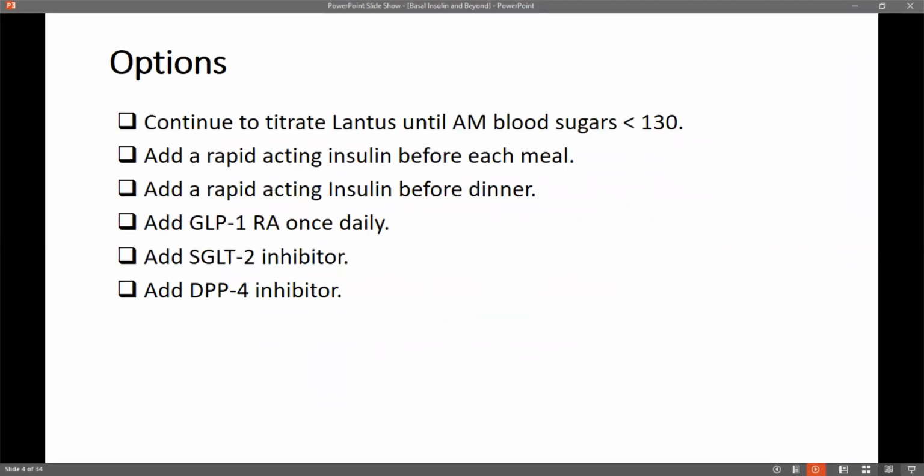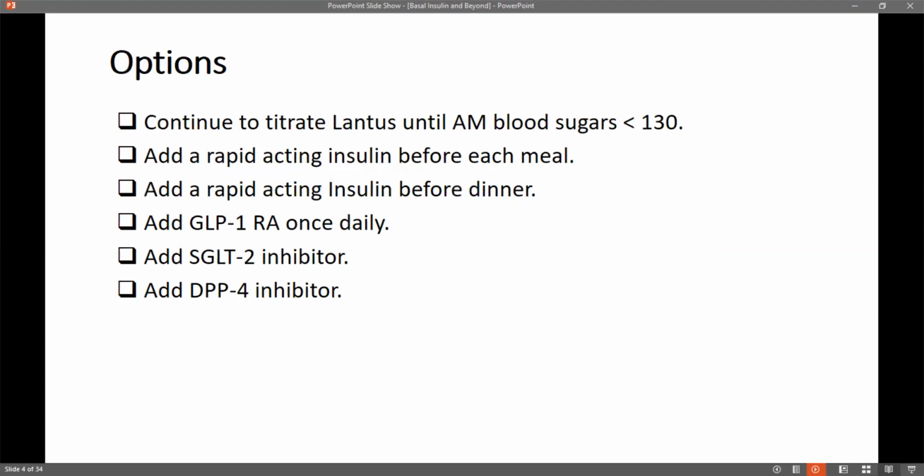So these are some of the options that we have. None of these options are wrong, or it's possible that a combination is correct as well, but these are the options that we have. We can titrate her Lantus insulin to achieve a fasting blood sugar of less than 130. Right now, she's around 180 on average. We can add a rapid-acting insulin before meal. We can add 3 injections actually, before each meal. We can add rapid-acting insulin just before the dinner, which is her biggest meal of the day.